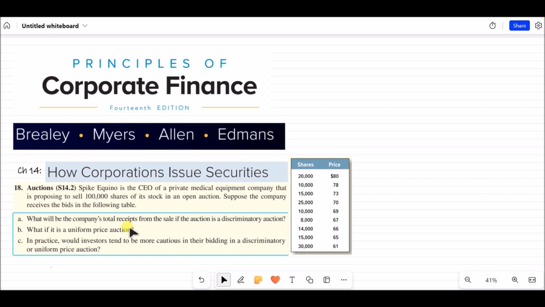In discriminatory auctions, we charge the price as quoted or bid by the investors. So we'll sell 20,000 shares at 80, 10,000 at 78, 15,000 at 73, then 25,000 at 70. So we need a total of 100,000 shares.